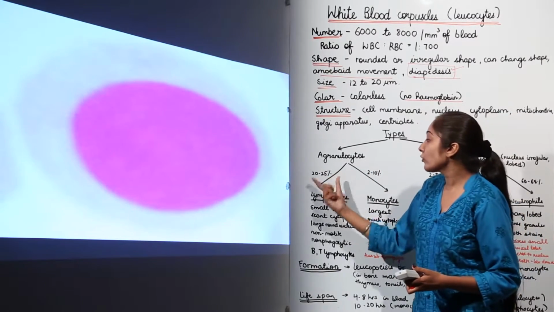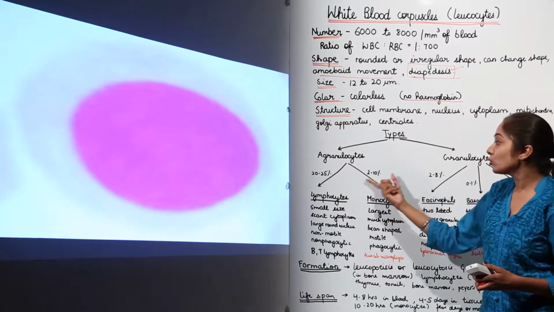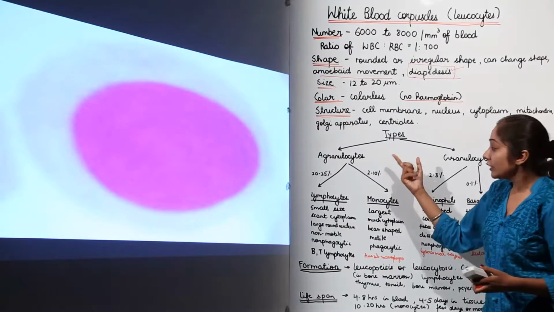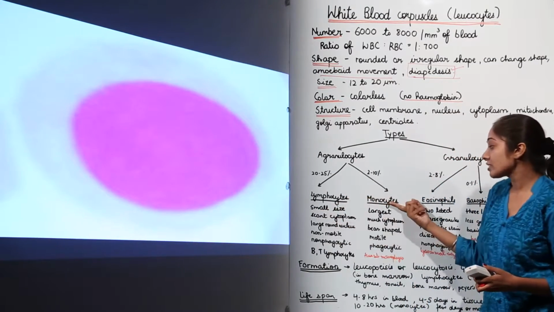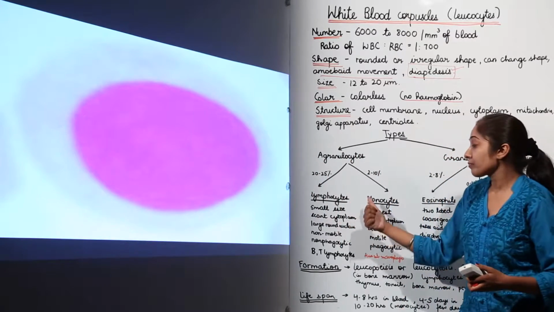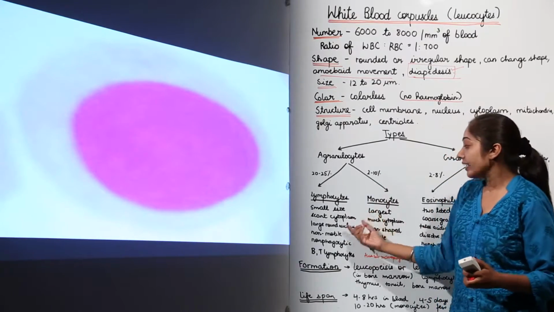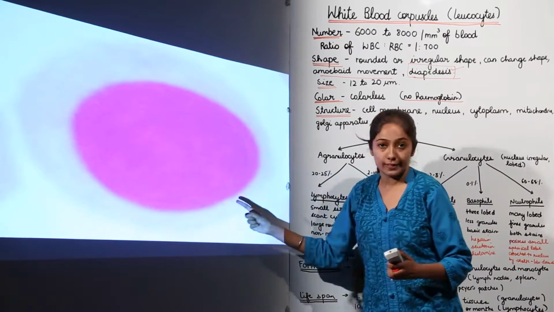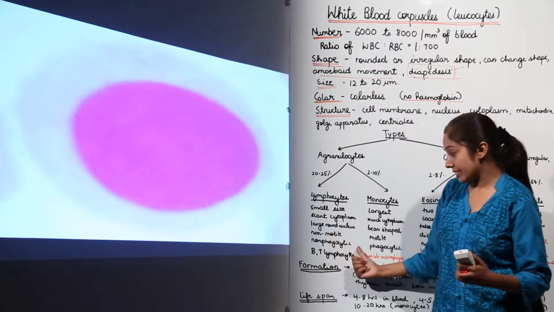Lymphocytes form 20-25% of the leukocytes, and monocytes form 2 to 10% of leukocytes. Lymphocytes are smaller in size, whereas monocytes are larger in size. As you can see in the image of a lymphocyte, it has a small size, scanty cytoplasm, and a very large round nucleus. And it is non-motile and non-phagocytic.